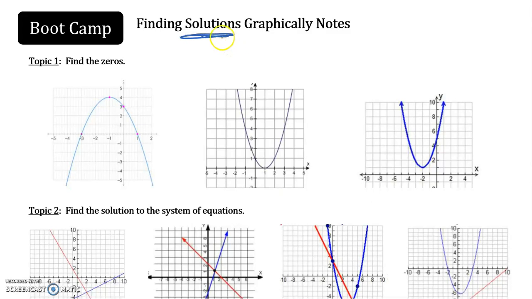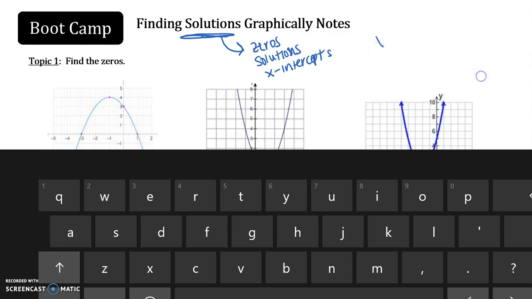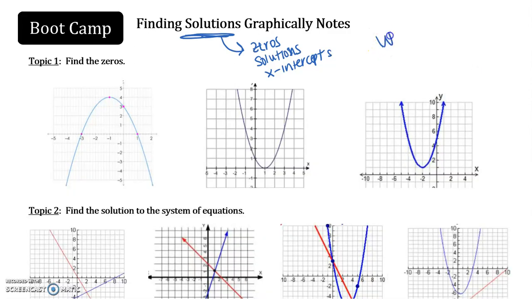They can be called zeros. They can be called solutions. They can also be called x-intercepts. It doesn't matter what you call them. They're all talking about the same thing. It wants to know where the graph crosses the x-axis.